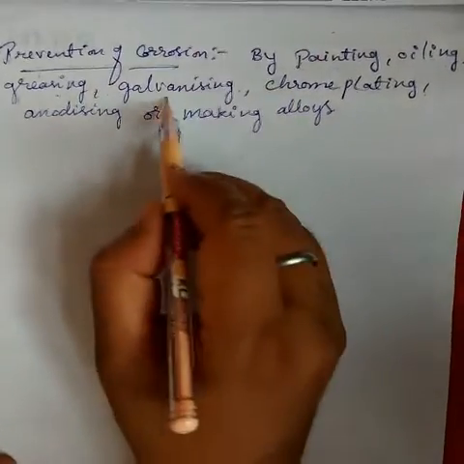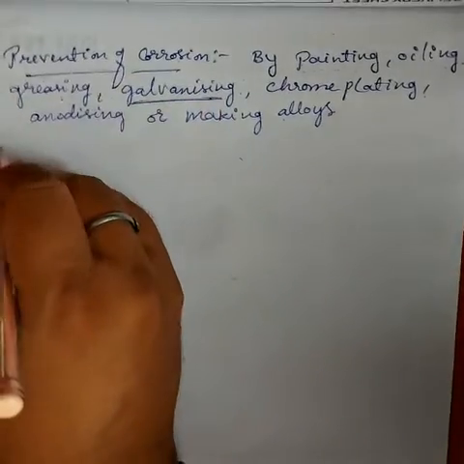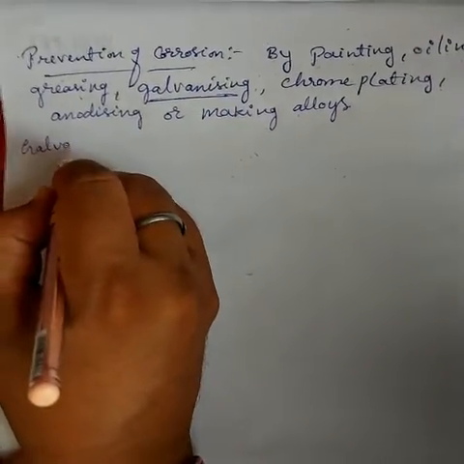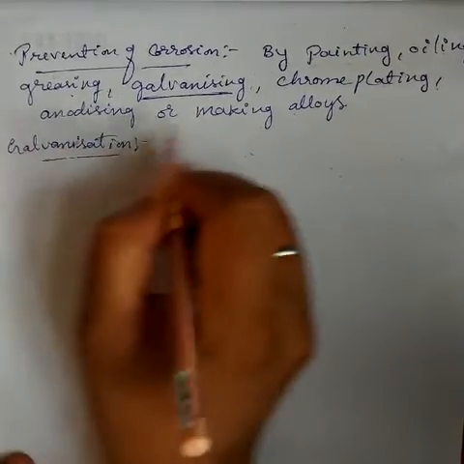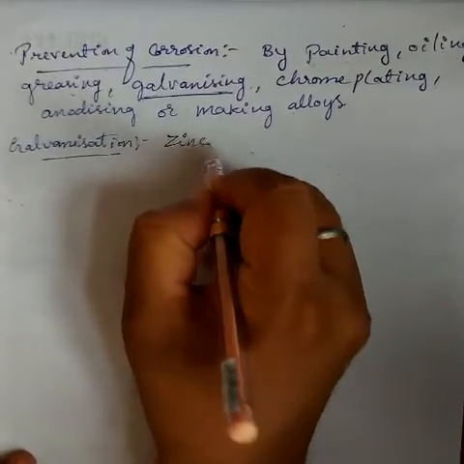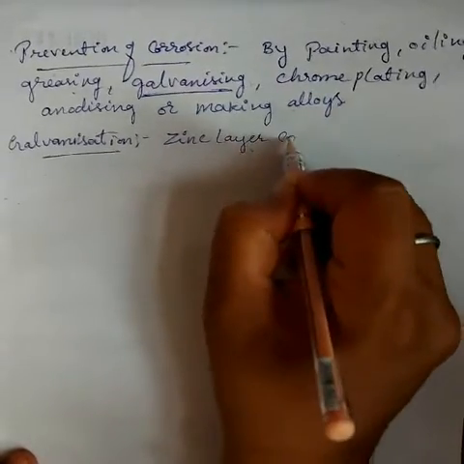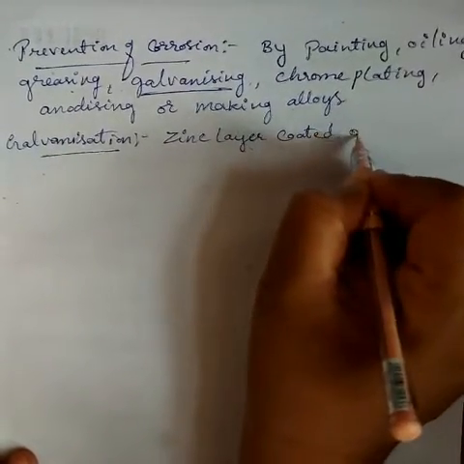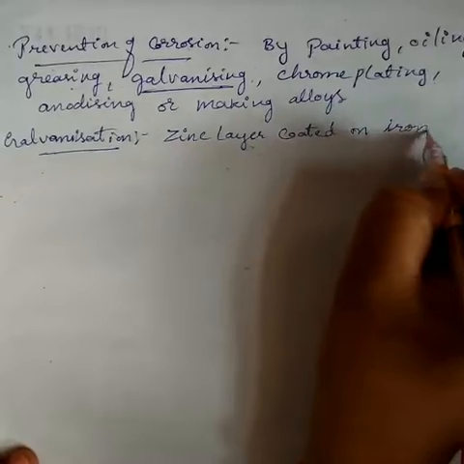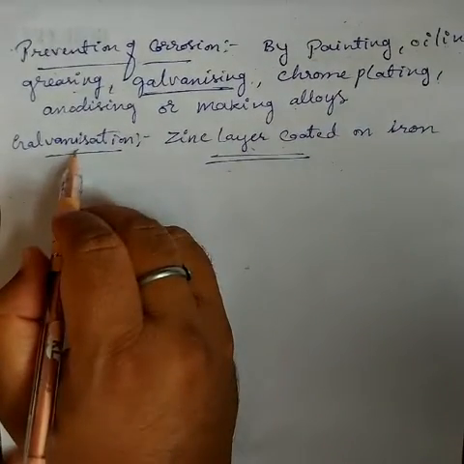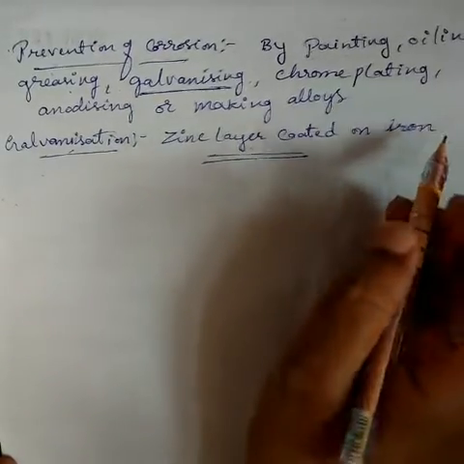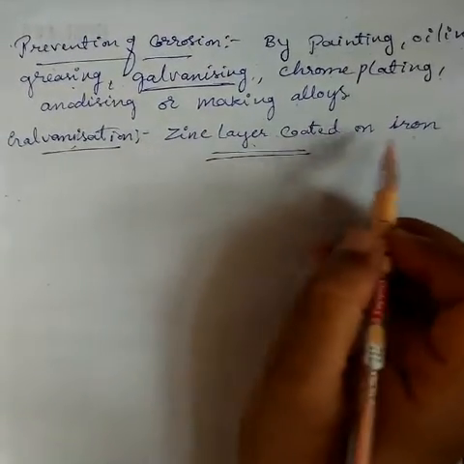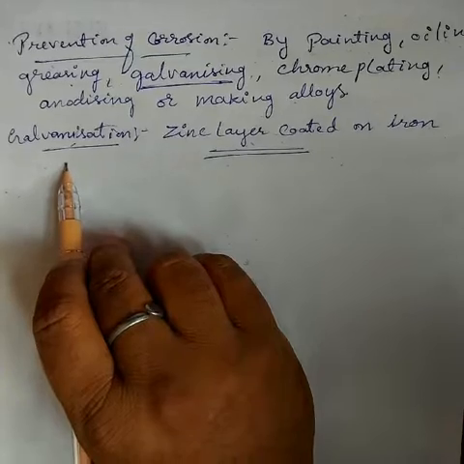Now, what is galvanizing here? What is galvanization or galvanizing? It's very simple. Galvanization means a zinc layer coated on an iron article is called galvanization. A thin layer of zinc coated on iron is called galvanization.